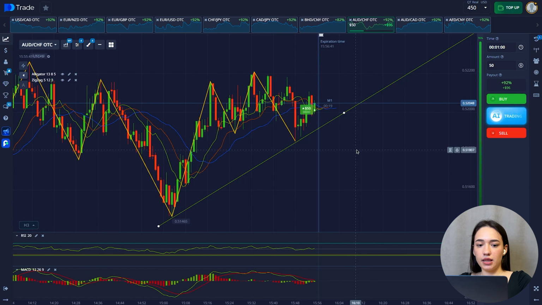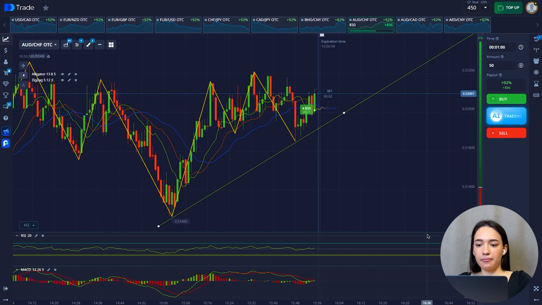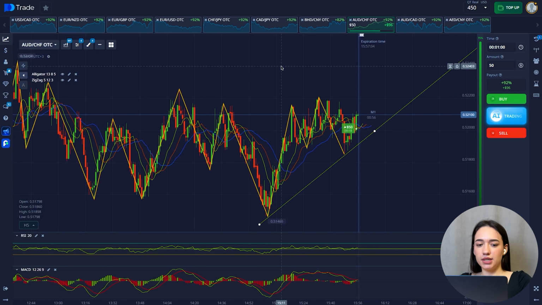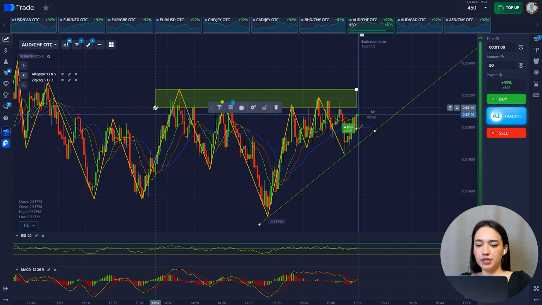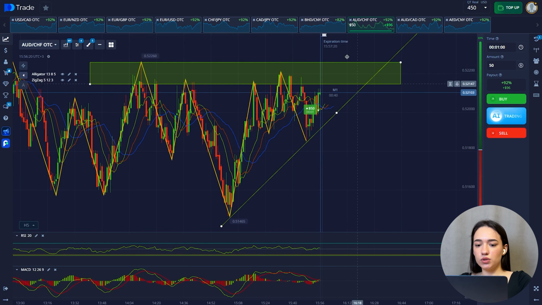Then we see a pullback in the dynamics and the formation of a local low on the ZigZag. After that, the price moves upwards, and here we see the crossing of all 3 Alligator moving lines, and therefore there is potential for further upward movement, a good entry point. Also, our nearest touch level is approximately in this price corridor at this level.